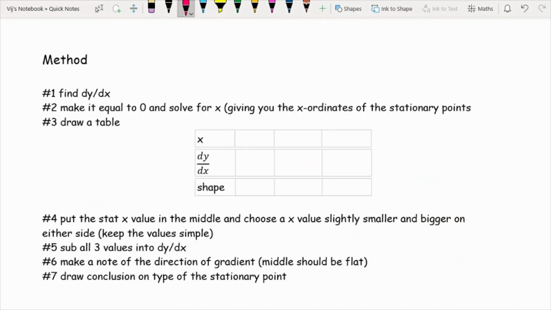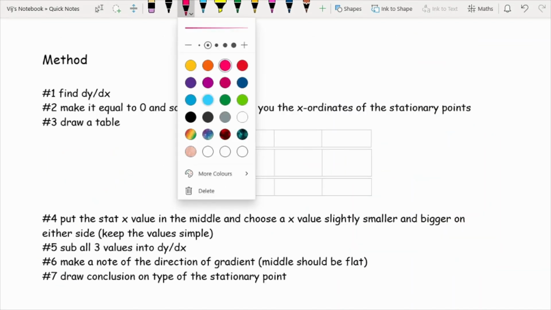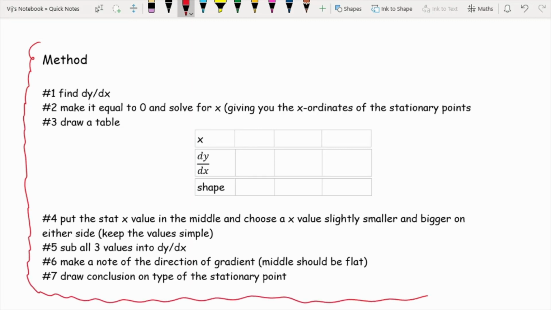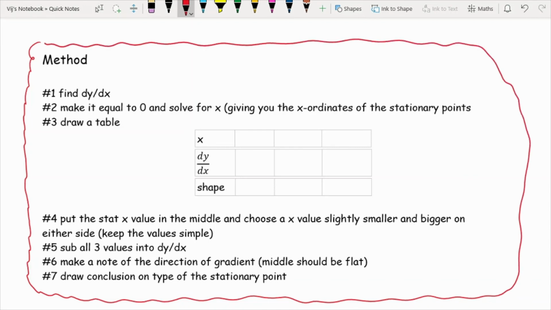So before we move on to introducing the second method, what I just want to do is go over the steps of what we just did. The method to determine the nature of a stationary point by using a table: the first thing we need to do is find dy/dx. Then we make it equal to 0, and then we go on and solve it. So what we're doing here is finding the x ordinates that give us our stationary points.